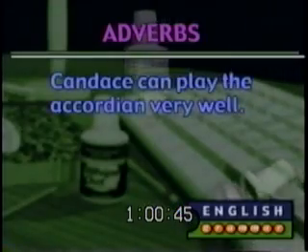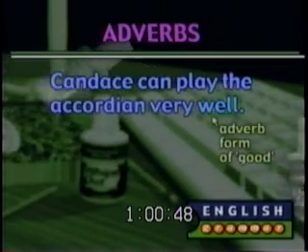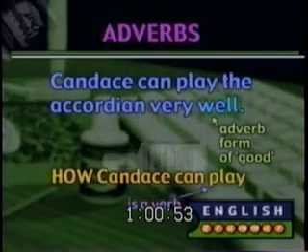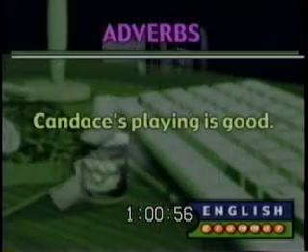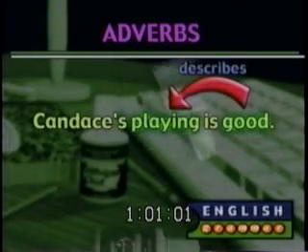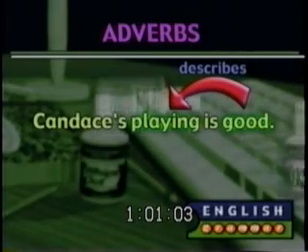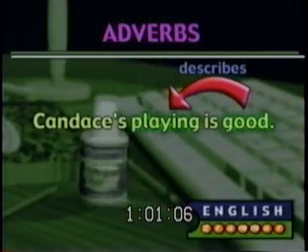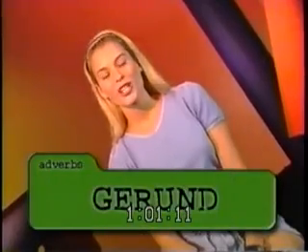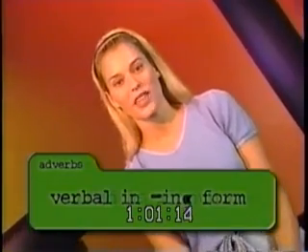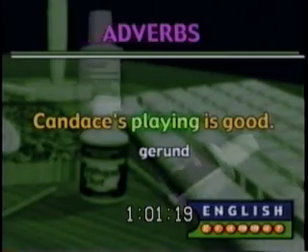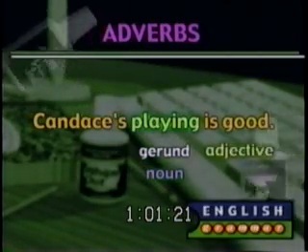Suppose we say, Candace can play the accordion very well. We use the adverb form well because we're describing how Candace can play, and play is a verb. Now, let's say Candace's playing is good. Here we can see that good is describing the word playing, which might look like a verb at first, but upon closer examination, we see that it is, in fact, a gerund. Remember, a gerund is a verbal in ing form that is used as a noun in a sentence. So since we're describing a gerund, which we know is technically a noun, we use the adjective good.